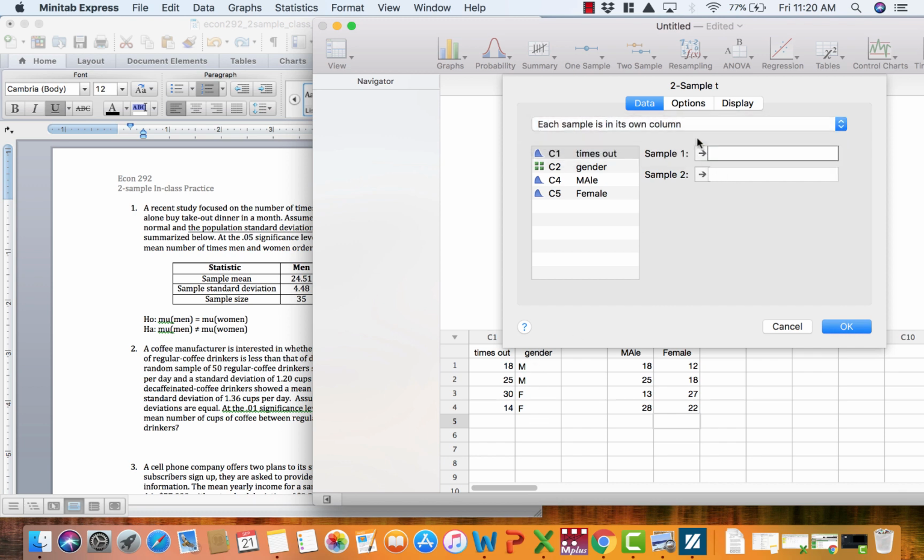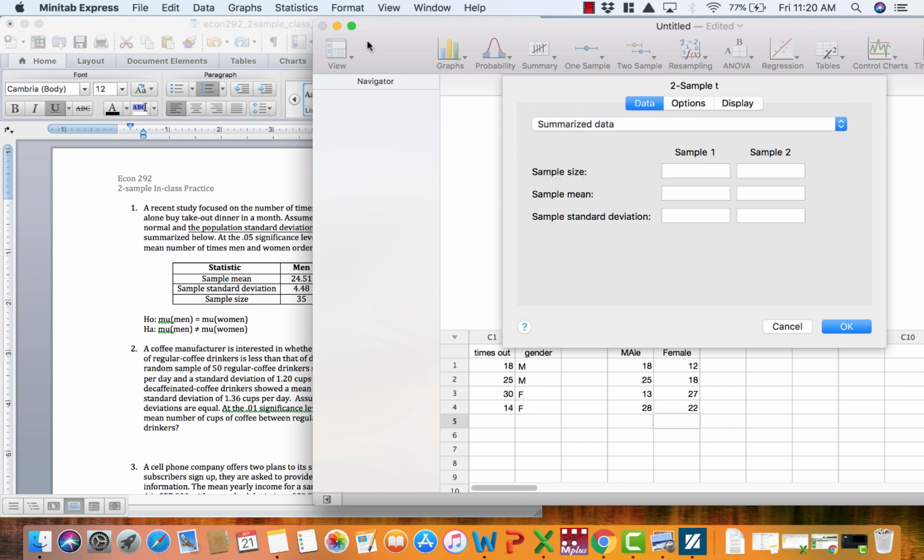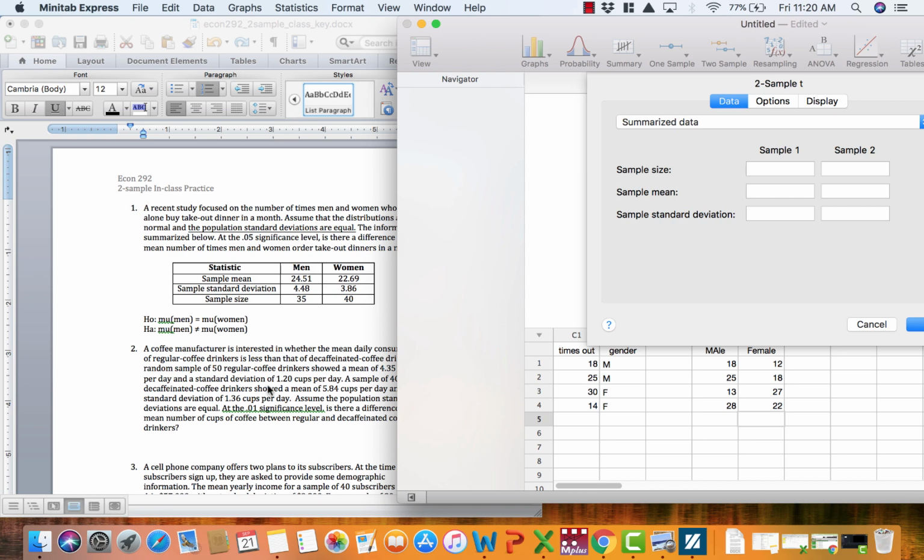Each sample is in its own column. Here you would choose male as sample 1 and female as sample 2, or vice versa, it doesn't matter. But each sample is in its own column. Or you would choose summarized data like what we have here in the classwork. So we need to put in our numbers, and I'm going to put men in as sample 1. In other words, I'm just putting it in the order that I read it.